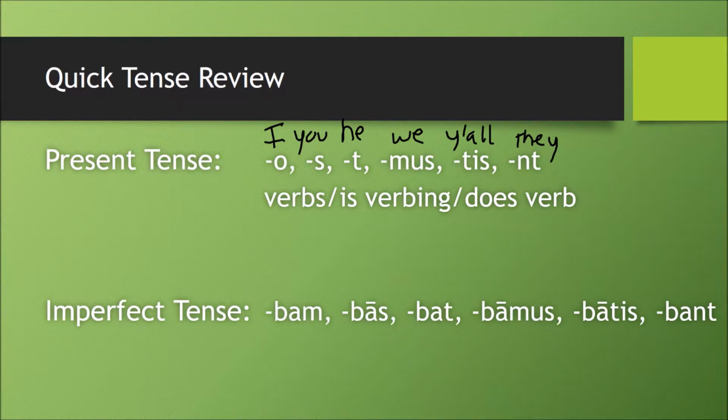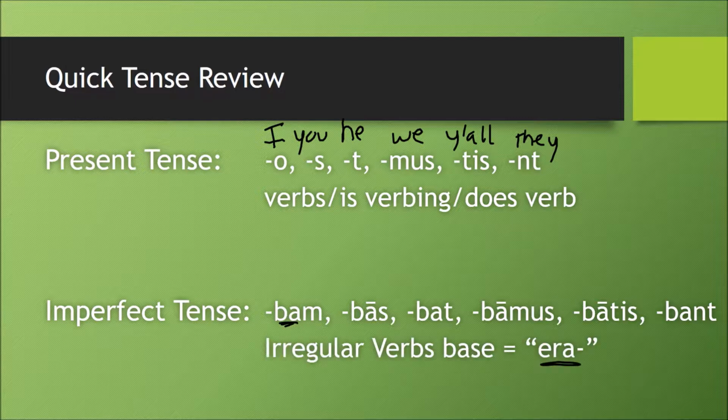The imperfect tense, on the other hand, has a BA signal marker for the endings bam, bas, bat, bamus, batis, and bant. And if it's the irregular verb sum, esse, it will use an ERA marker and add the endings m, s, t, mus, tis, nt, for eram, eras, erat, eramus, eratis, erant.